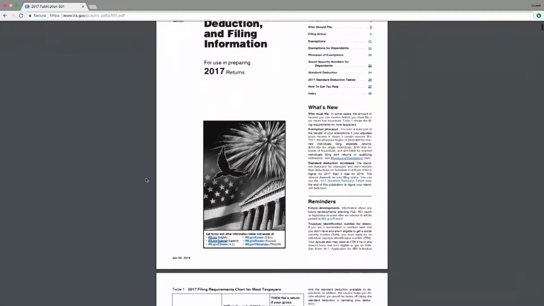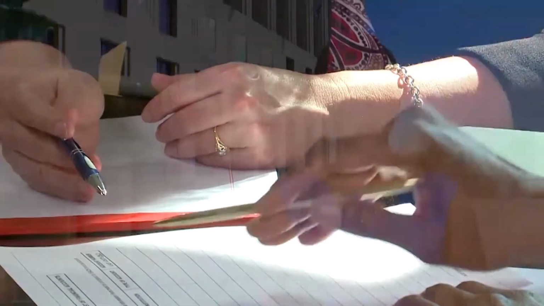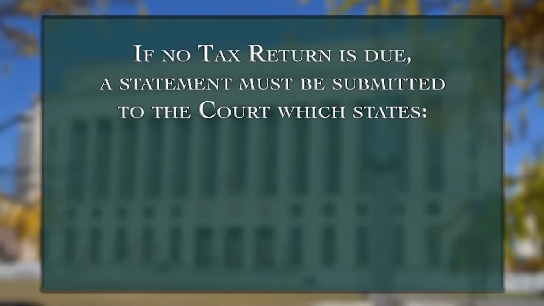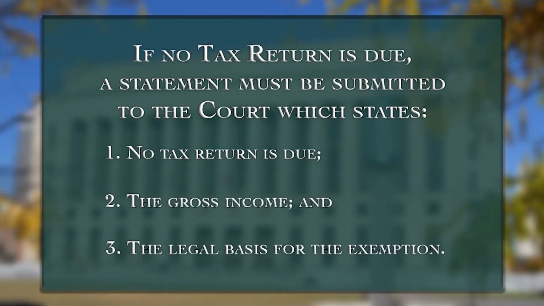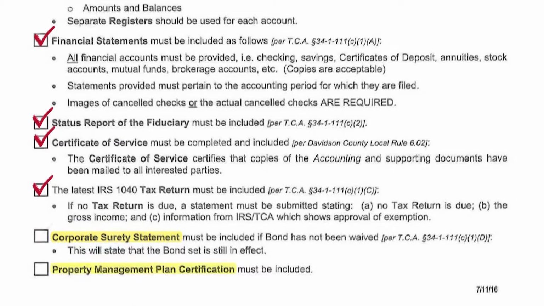Though this website may help guide you, please make sure to check with your attorney or certified public accountant to ensure that the taxes for the respondent are being properly managed and reported. If no tax return is due, a statement must be submitted to the court which states that no tax return is due, the gross income, and the information from the IRS or the Tennessee Code Annotated which shows approval of the exemption. In addition, a corporate surety statement, which states that the bond is still in effect and for what amount, must be included if the bond has not been waived.